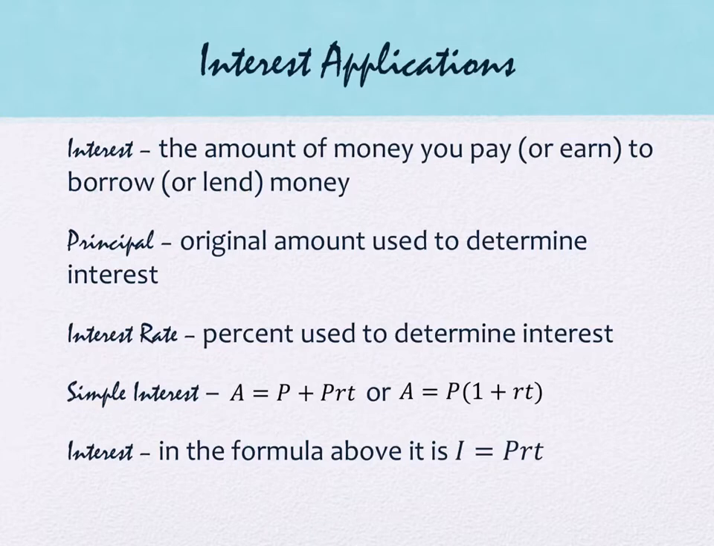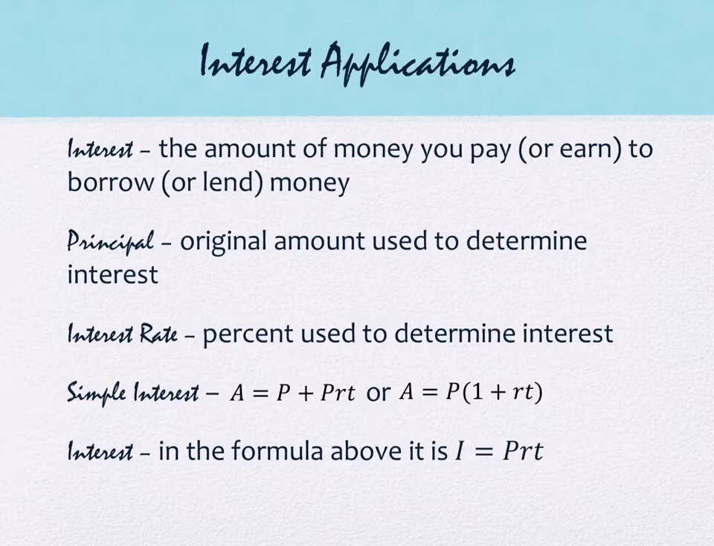All right, so interest. Interest is the amount of money you pay or earn to borrow or lend money. Okay, so if you are borrowing the money, you pay interest. If you are loaning the money or investing the money, you earn interest. Principal is the original amount. That is the original amount you borrow or the original amount you let somebody else borrow from you or put at the bank to invest.